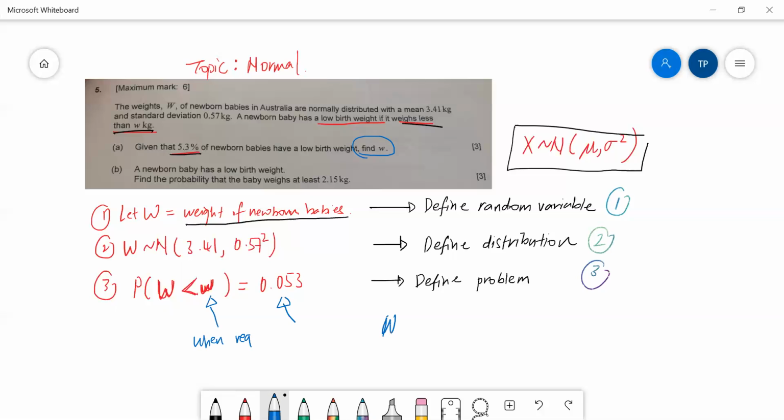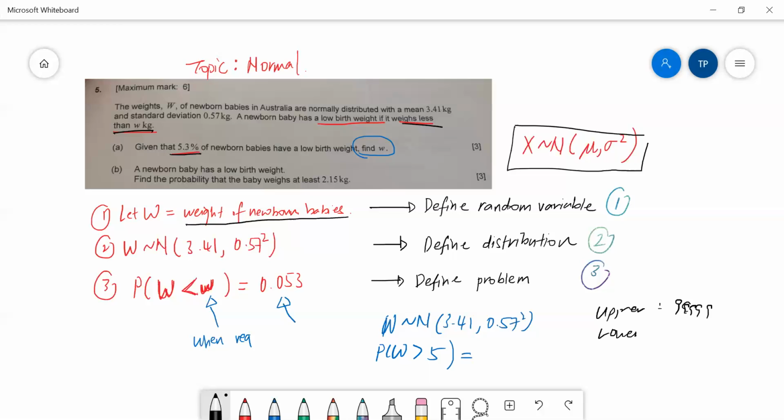Right now W follows a normal distribution (3.41, 0.57 squared). Then they tell you, find the probability that W is greater than 5, for instance. From here you'll be using the normal CDF, right? Correct. You use your calculator and normal CDF, with the upper bound being infinite, like a very big number, 99999, and the lower bound will be 5.